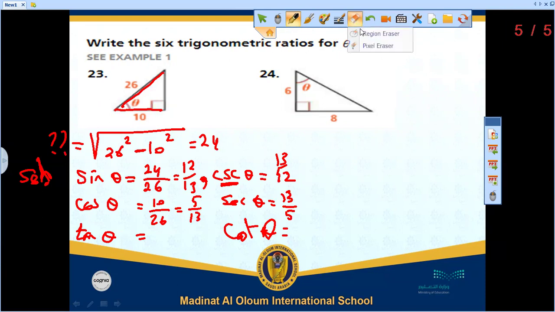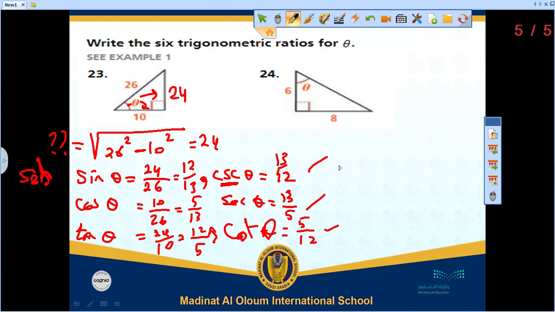The last one, tan theta. Opposite over adjacent. My opposite is 24 over adjacent, which is 10. 24 over 10 makes 12 over 5. I can write it 2.4, but I need cotan, the reciprocal. Reciprocal, guys, flips the fraction upside down: 5 over 12. This is if it's a given right triangle, and I ask you for sine, cosine, tan, sec, cosec, cotan, the six trig functions. And you must know, guys, what is opposite, what is adjacent, what is hypotenuse. Let us proceed.